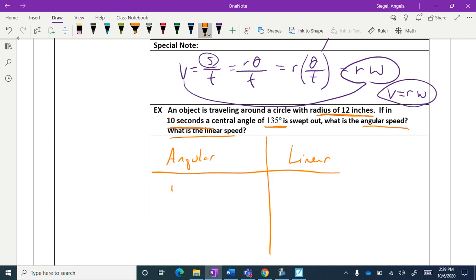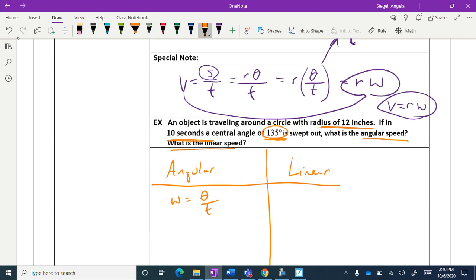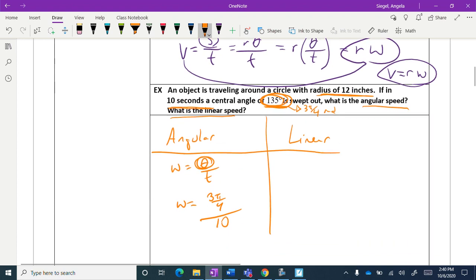Let's just start here. w equals theta over time. So we have 135 degrees. This is sticking out at me that I need to change that into radians. That's on our unit circle, so I'm going to say 3 pi over 4 radians, and I'm going to apply it to this theta here. So w equals 3 pi over 4, and then an amount of time, 10 seconds.